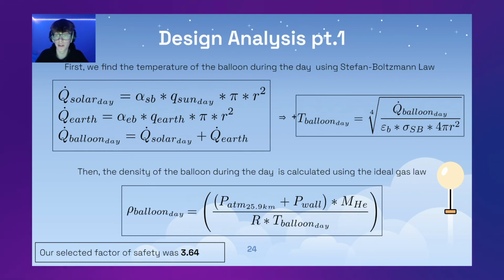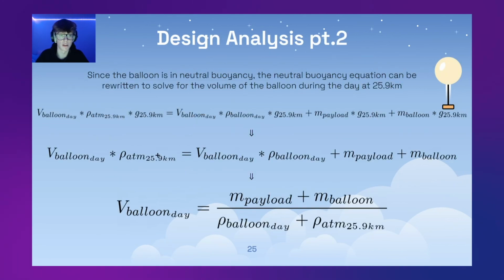And then we can rewrite these equations to solve for the temperature of the balloon during the day, and it looks like this. We can use the temperature of the balloon during the day to solve for the density of the balloon during the day by rewriting the ideal gas law equation, and it looks like this. And then on to part 2.